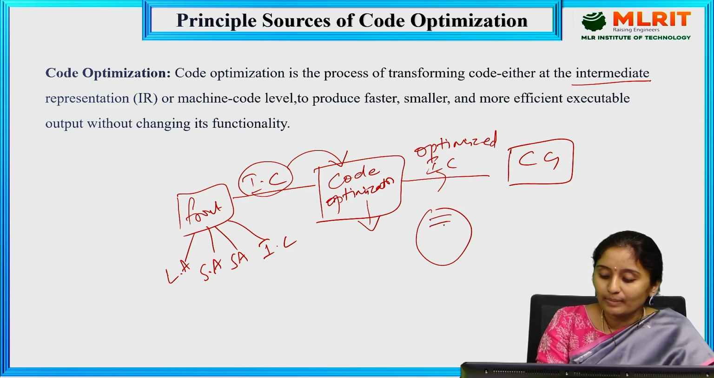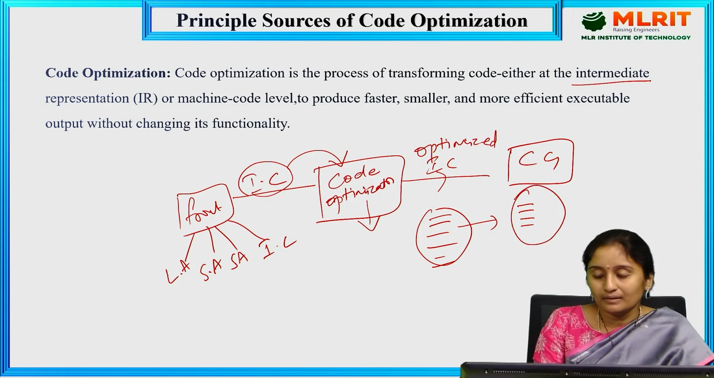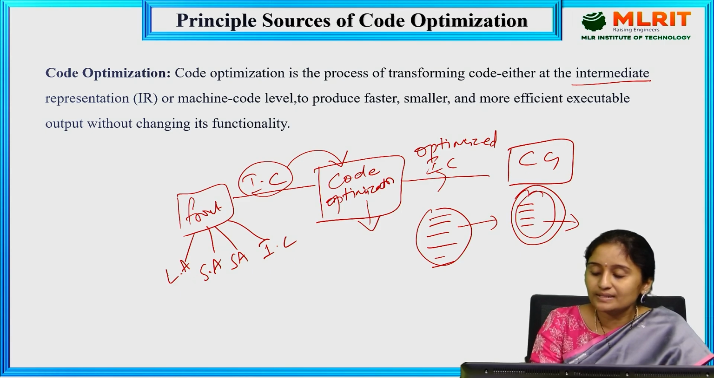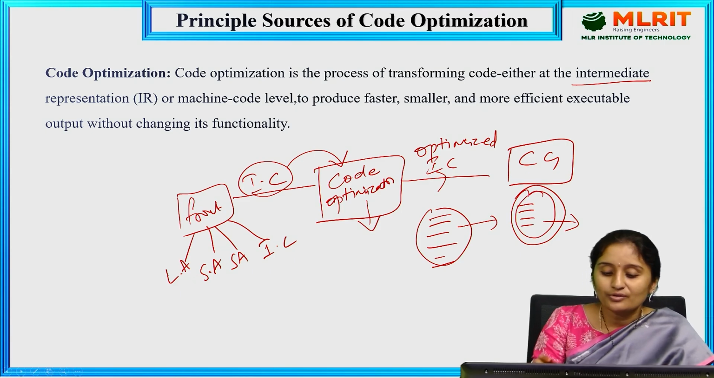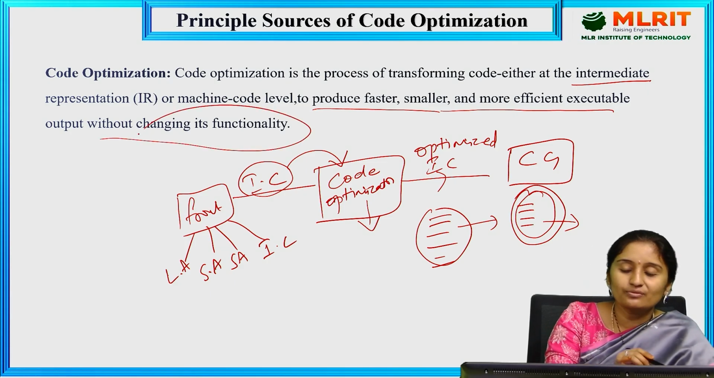For example, I have some 6 lines of code. By using code optimization, I have reduced these to only 4 lines. By doing this, the execution is very fast, and the memory taken is less. So it produces a faster, smaller and more efficient executable without changing its functionality.